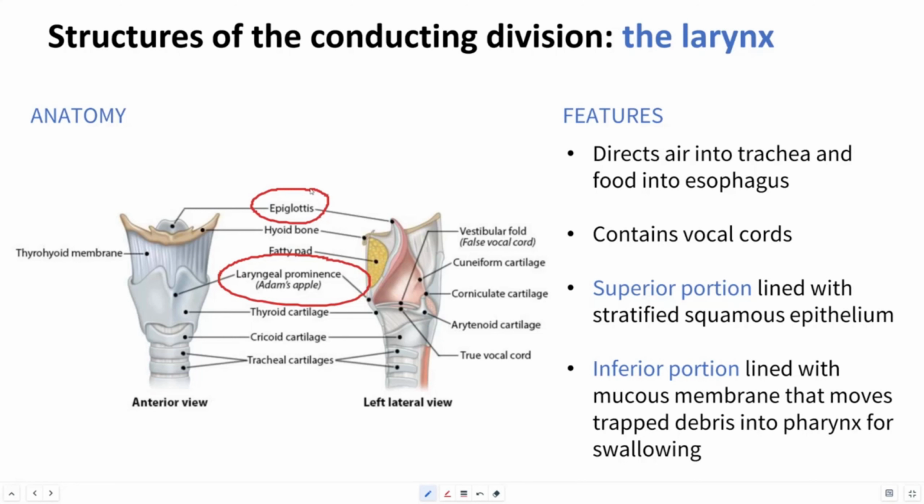There's also a series of extrinsic ligaments that attach to the external surface and extend to structures of the hyoid bone and trachea. The superior portion of the larynx is covered mostly with stratified squamous epithelium, and the inferior portion is covered by mostly a mucosal membrane that helps trap any type of cell debris.